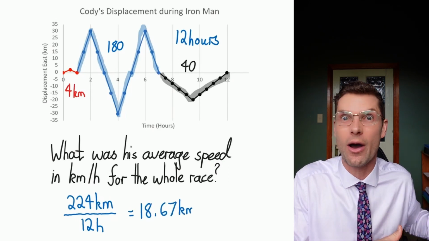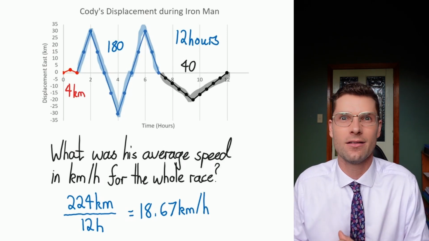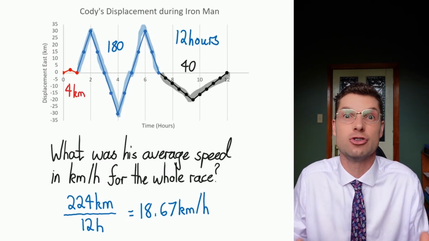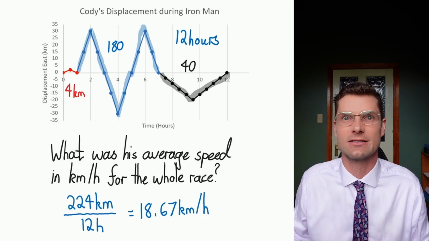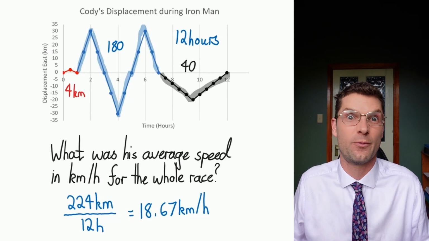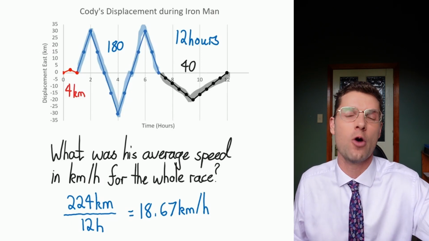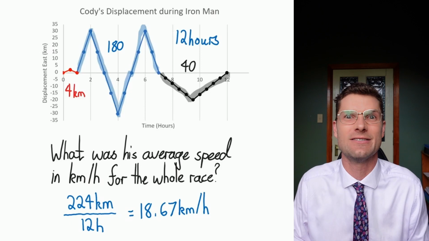This makes sense. We're probably going slower in our swim and slower in our run, but because we're going at 30 k's per hour during the bike, that's really pushing up how fast we're going for the entire race. So if you just think about moving 18 kilometers for an hour for a whole day, for 12 hours, you can see how pretty impressive these Ironmen are.